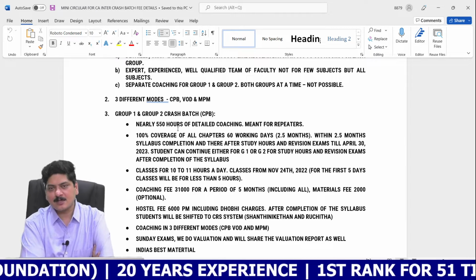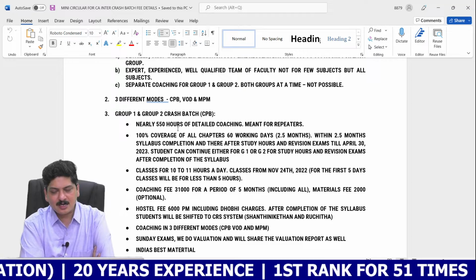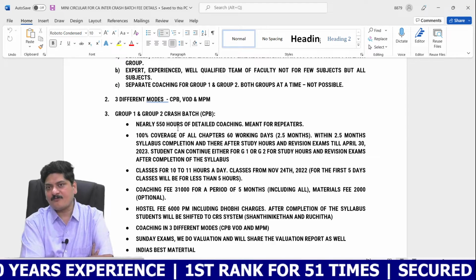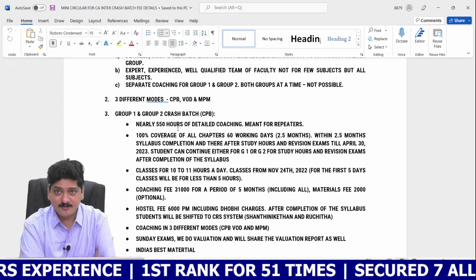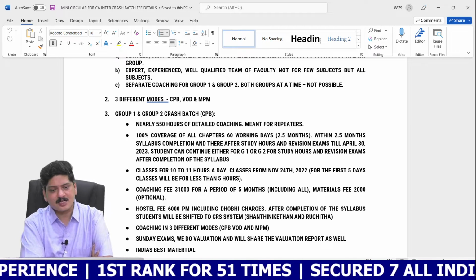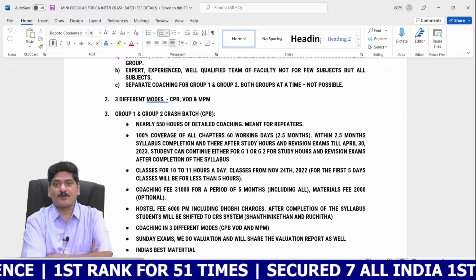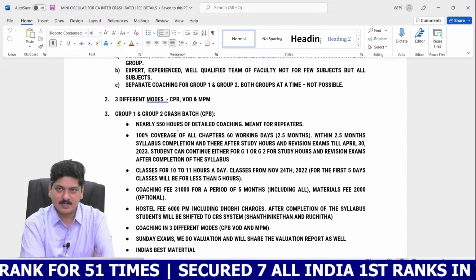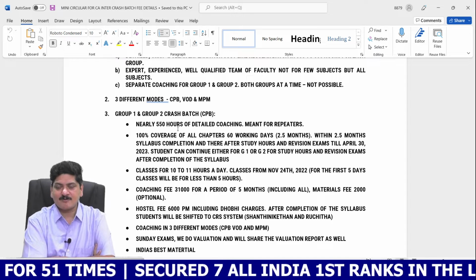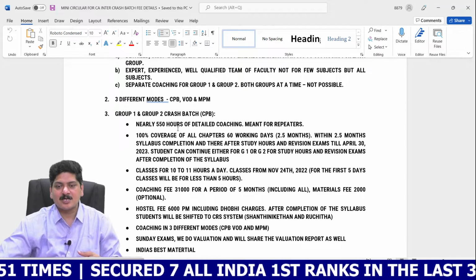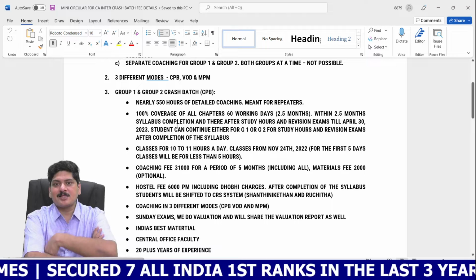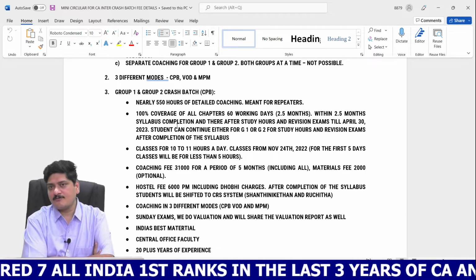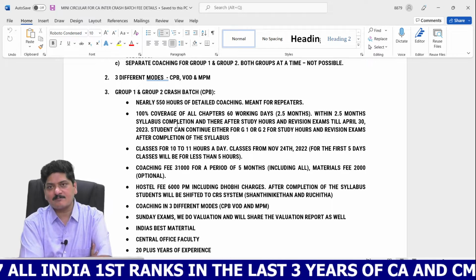I'll tell you a simple example. In case of Group 1 crash batch, we are going to finish the syllabus within 550 hours. Whereas in case of the CA Inter Group 1 regular batch, we are going to take more than 850 hours. So that's a major difference between the crash batch and a regular batch. So the explanation will be in detail in case of regular batch, and the explanation will be a little brief in case of crash batch.